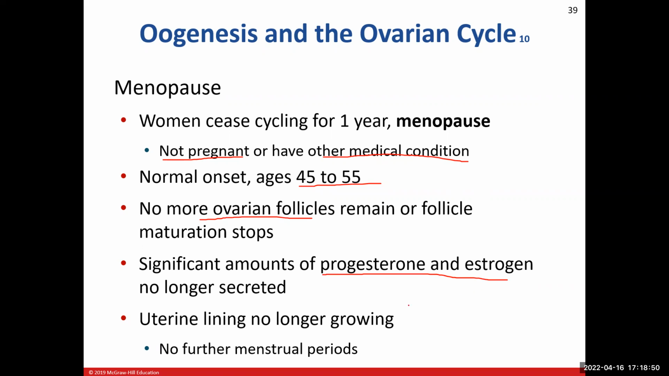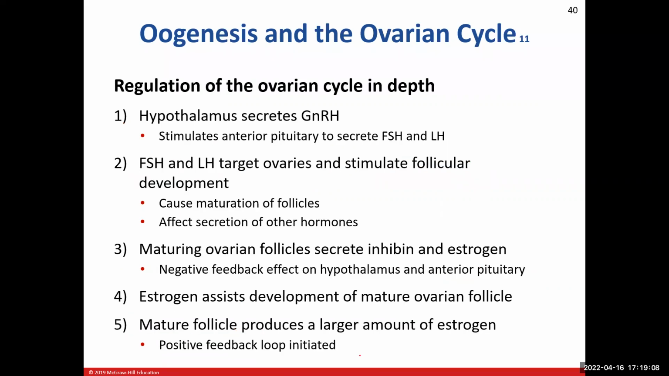And if we're not producing significant amounts of progesterone and estrogen, then that functional layer of the uterine lining is no longer going to build up and then shed and tear itself down. Because of that, we will no longer have our periods. So let's talk about how we regulate the ovarian cycle.